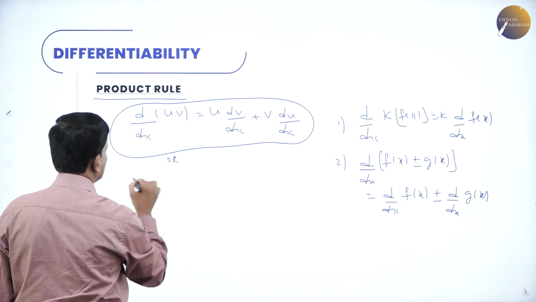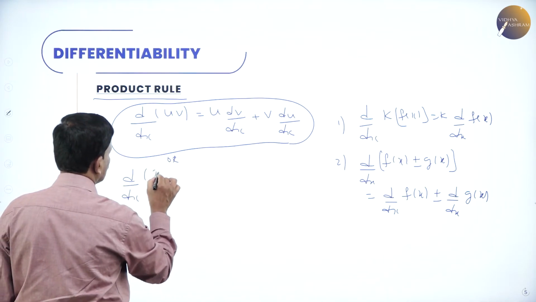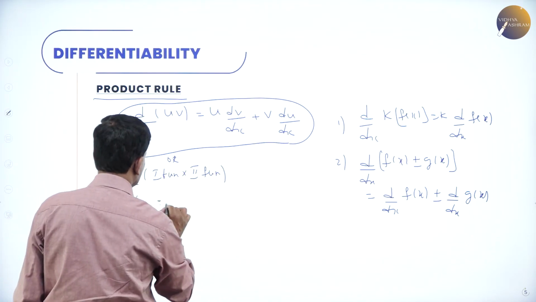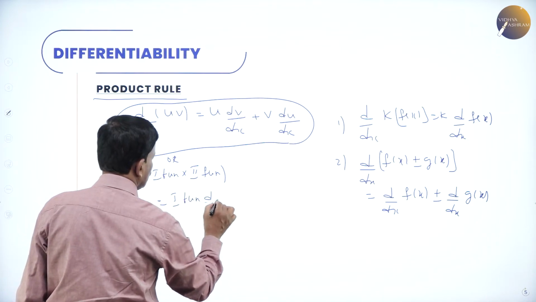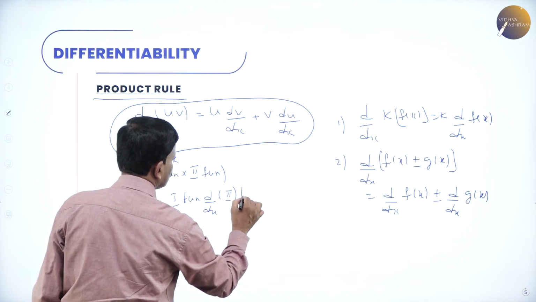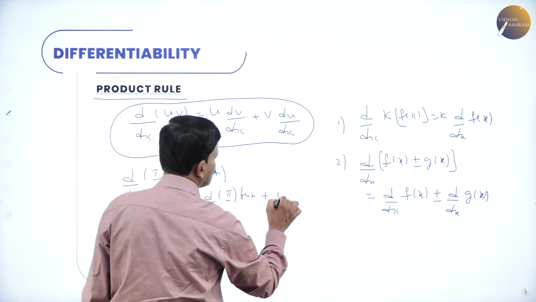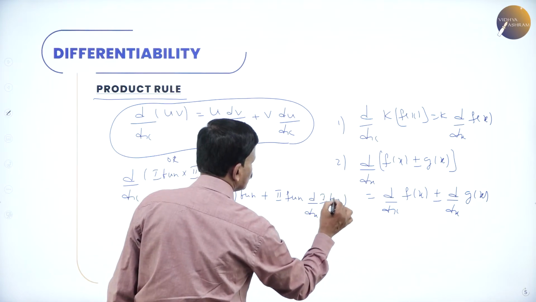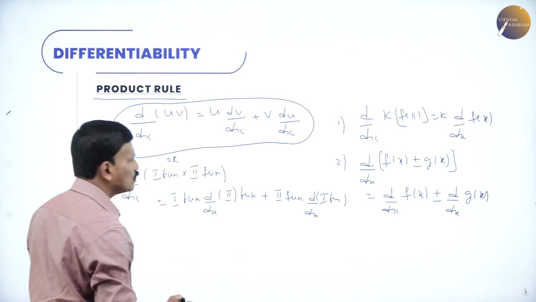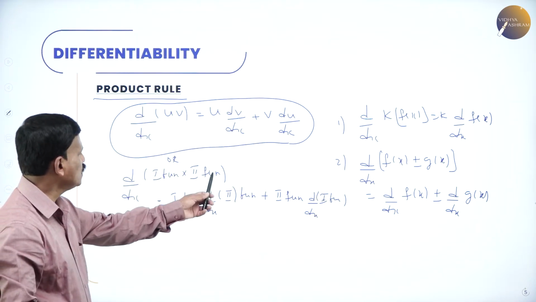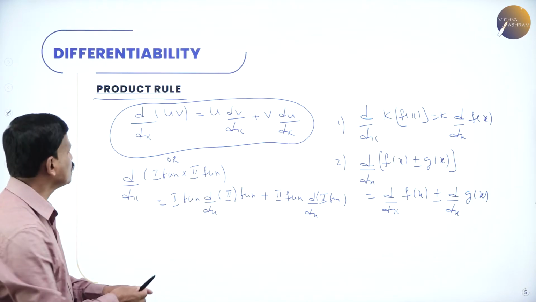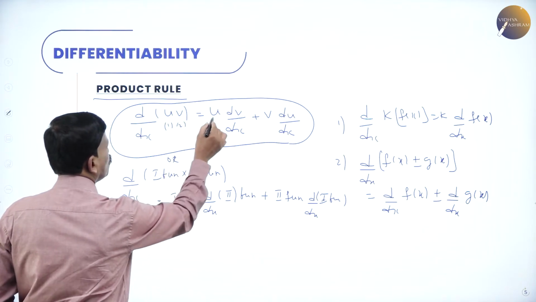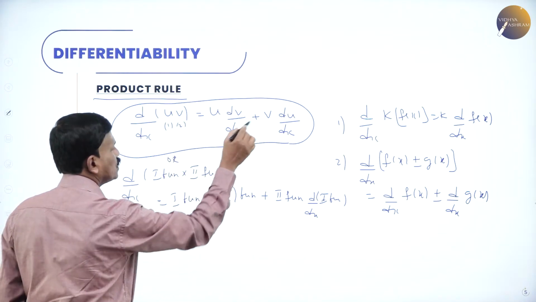Or you can also write it like this, d by dx of first function into second function: first function constant into d by dx of second function, plus second function constant into d by dx of first function. This is the rule. That is, d by dx of u v equals u dv by dx plus v du by dx.